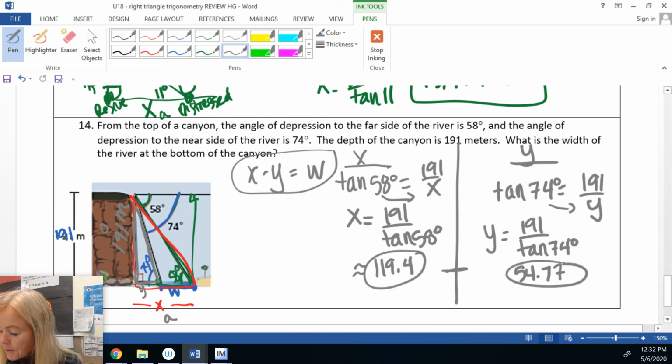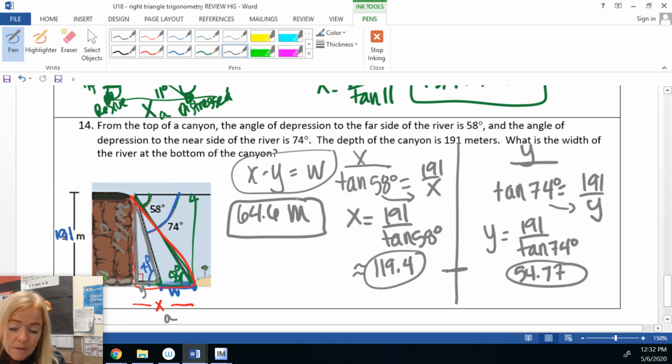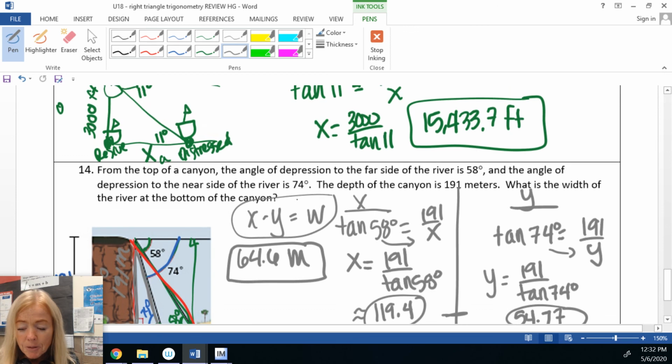And I'm going to just go ahead and do that in my calculator to find W. And I'm just going to highlight and enter. So I don't have to retype them, and I get all of them, and it's 64.6 meters. Is it meters? Yes. 64.6 meters across that river. And that's great. Then you can know, well, can I traverse a 64.6 meter river?